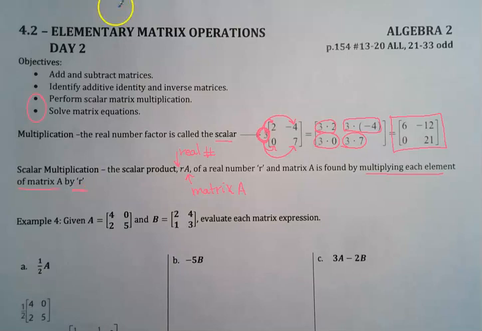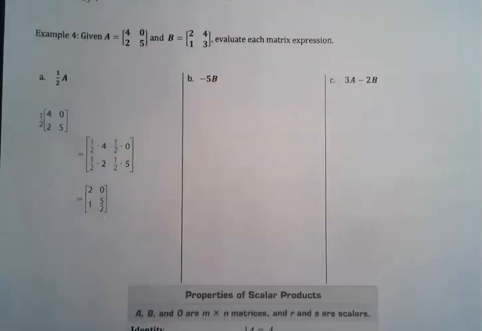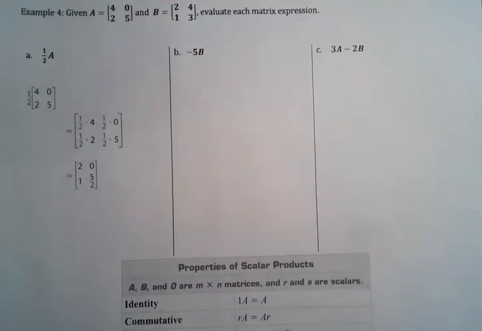Okay, so let's move this up, clear this off and move up so we can do example A. Again, for A, I gave you the example. So we have 1/2 times matrix A. Matrix A is 4, 0, 2, 5. So we're doing 1/2 times 4, right? We distributed 1/2 times 4. 1/2 times 0, we distributed 1/2 times 2, and 1/2 times 5.